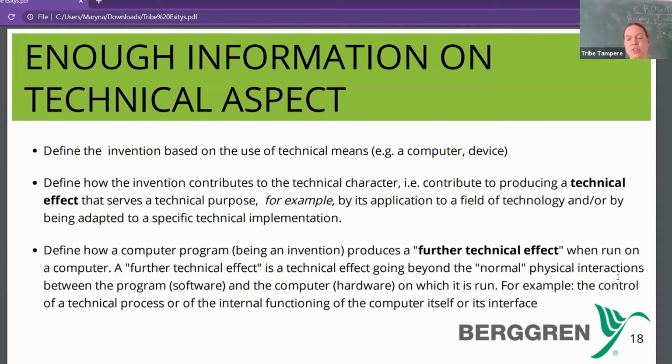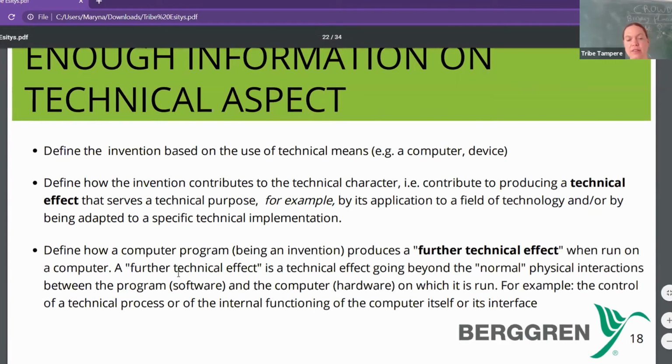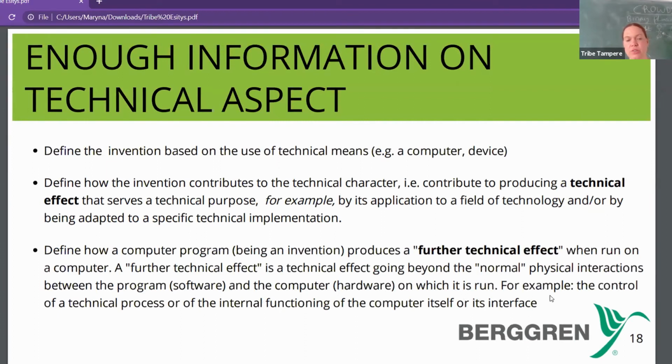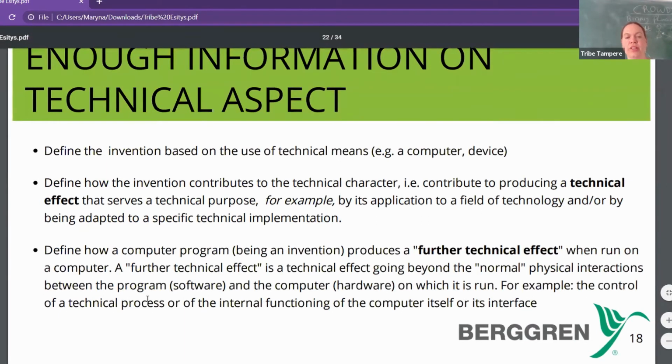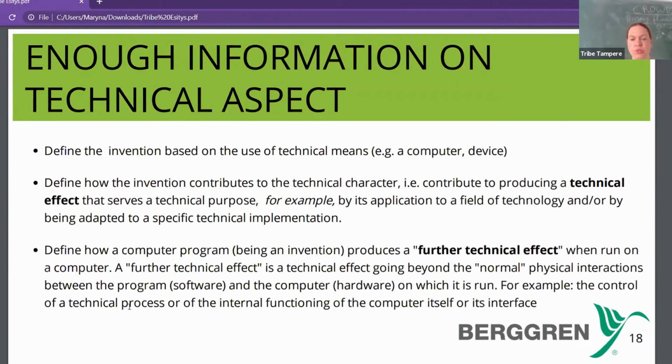So something that goes beyond the normal physical interactions between the software and the computer hardware. For example, the control of a technical process or the internal functioning of the computer itself or its interface.